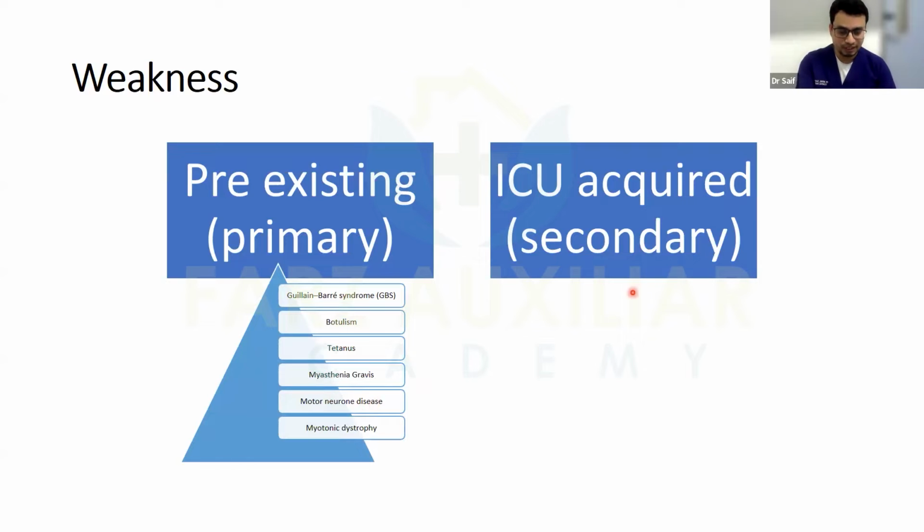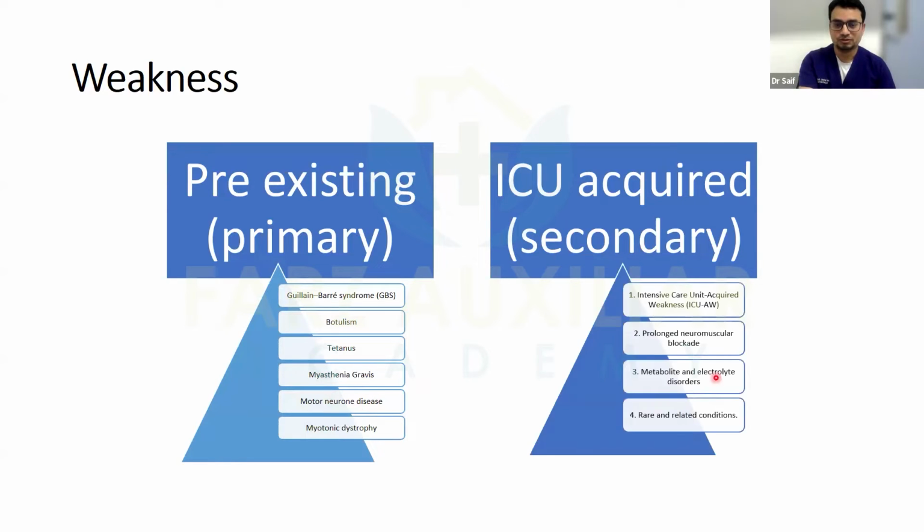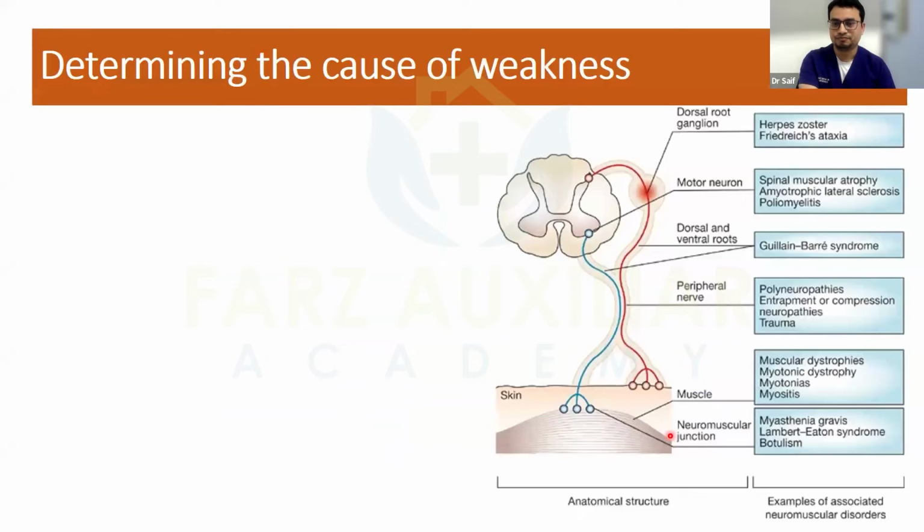In ICU acquired, we have about 4 or 5 types of disorders in which the intensive care unit acquired weakness is the most common one. About 50 to 60% of ICU patients develop the ICU acquired weakness due to critical illness itself. Okay. Then the less common causes are prolonged neuromuscular blockade or metabolite, electrolyte disorders, or some other rare and related conditions.